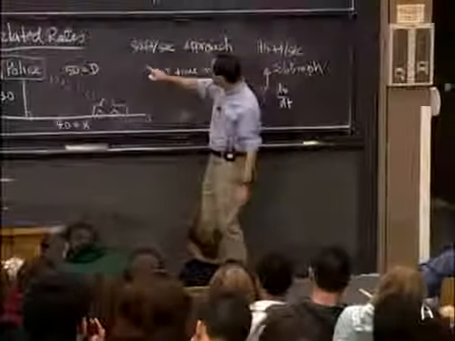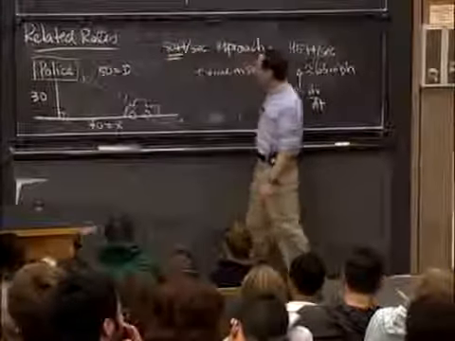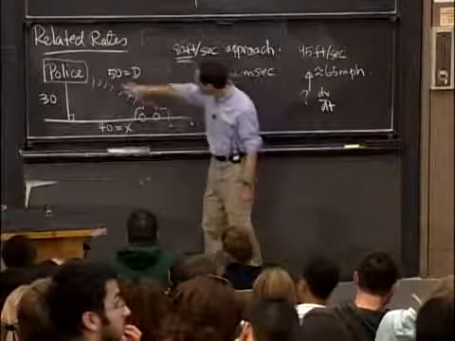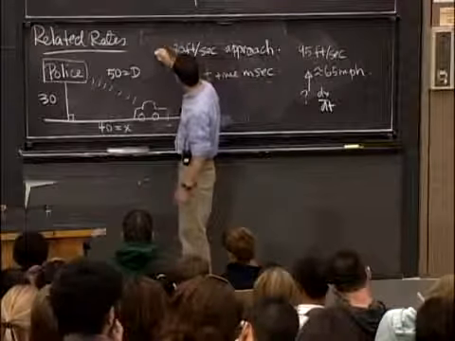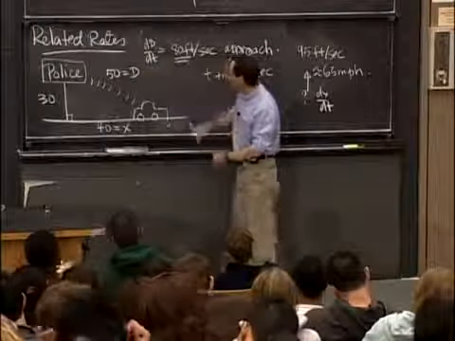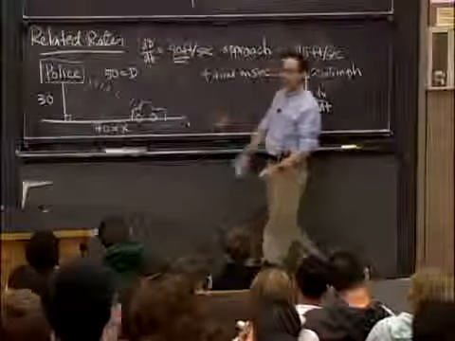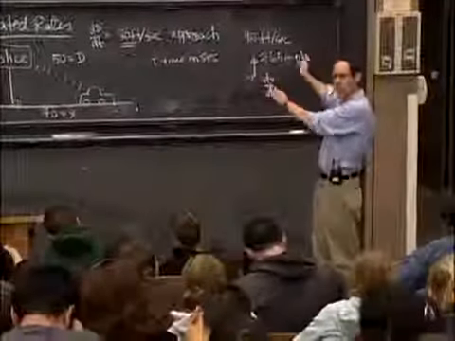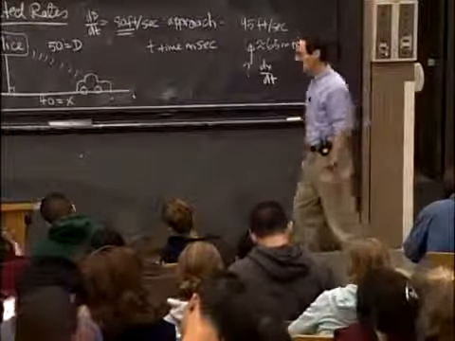Now the last bit is, what about this 80 here? So this is how fast you're approaching. Now that's measured along the radar gun. I claim that that's d/dt of this quantity here. So this distance is also changing. That's why we needed a letter for it too. So next time we'll just put that all together and compute dx/dt.